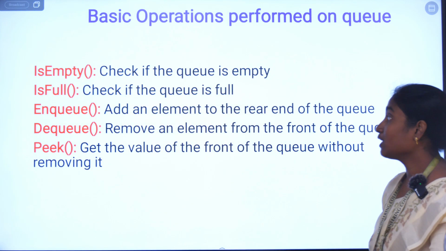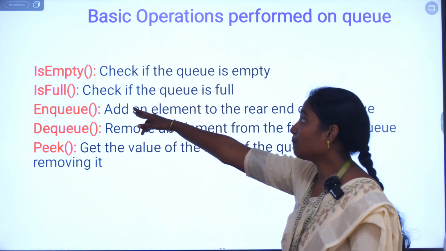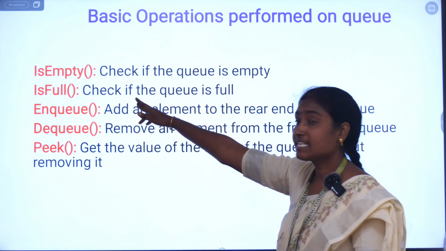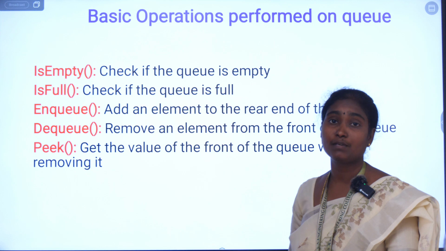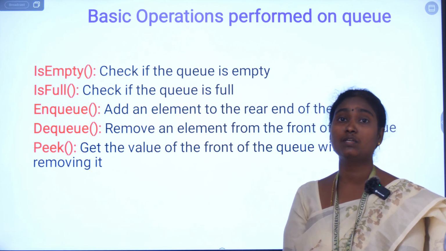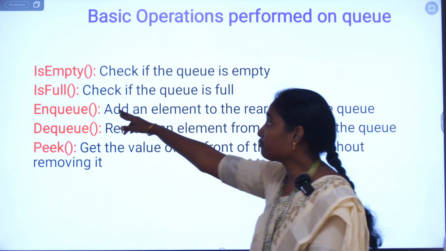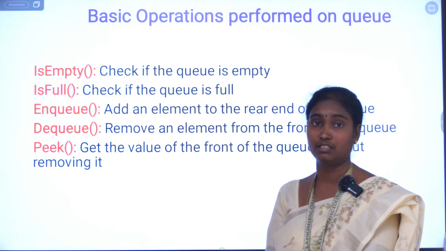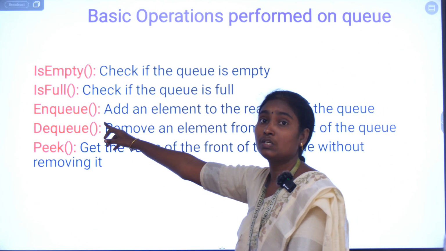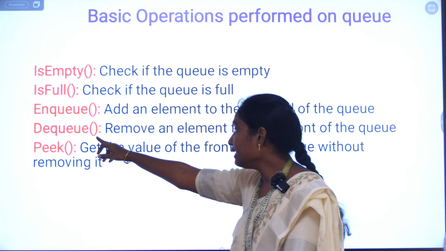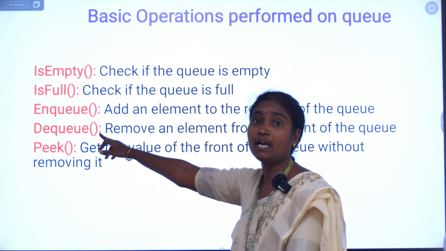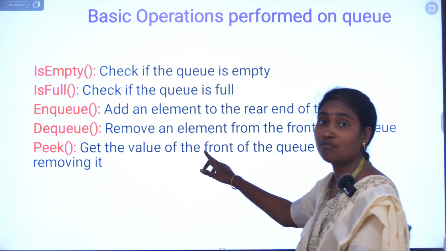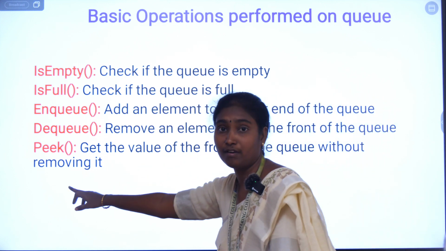These are the basic operations we can perform in the queue: isEmpty operation, isFull operation, NQ operation, DQ operation, and peek operation. The isEmpty operation is used to know whether your queue is empty or not. The isFull operation is used to know whether your queue is full or not. The NQ operation is used to insert an element in the queue. The DQ operation is used to remove an element from the queue. The peek operation is used to get the value of the front without removing it from the queue.